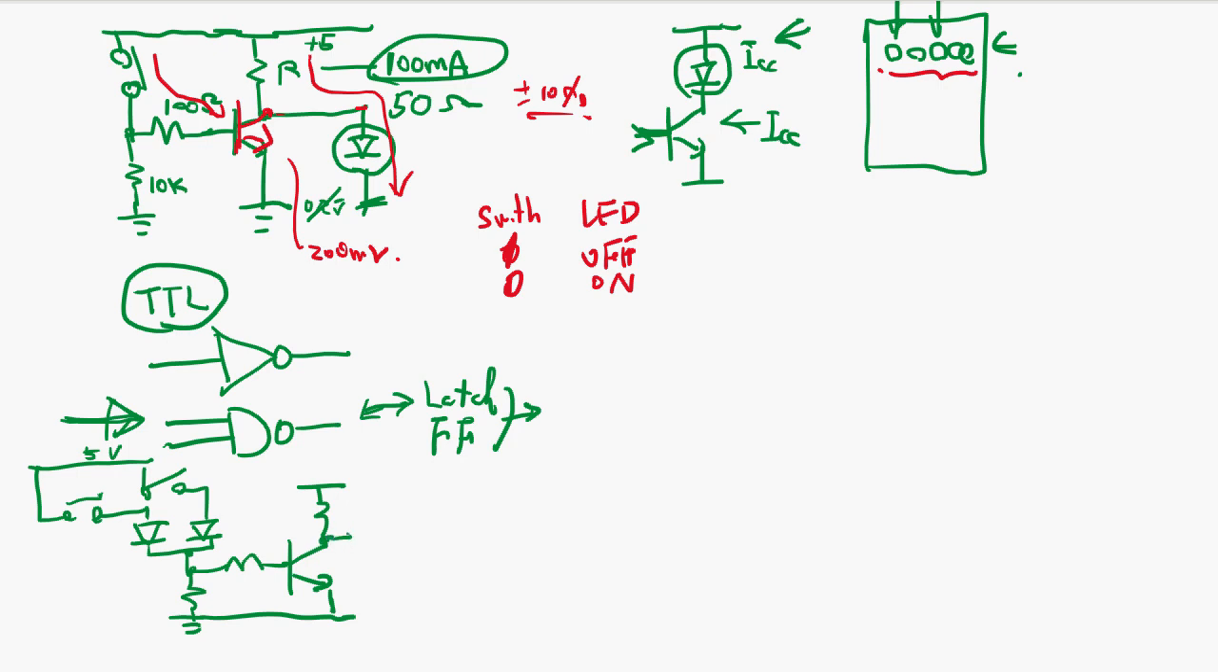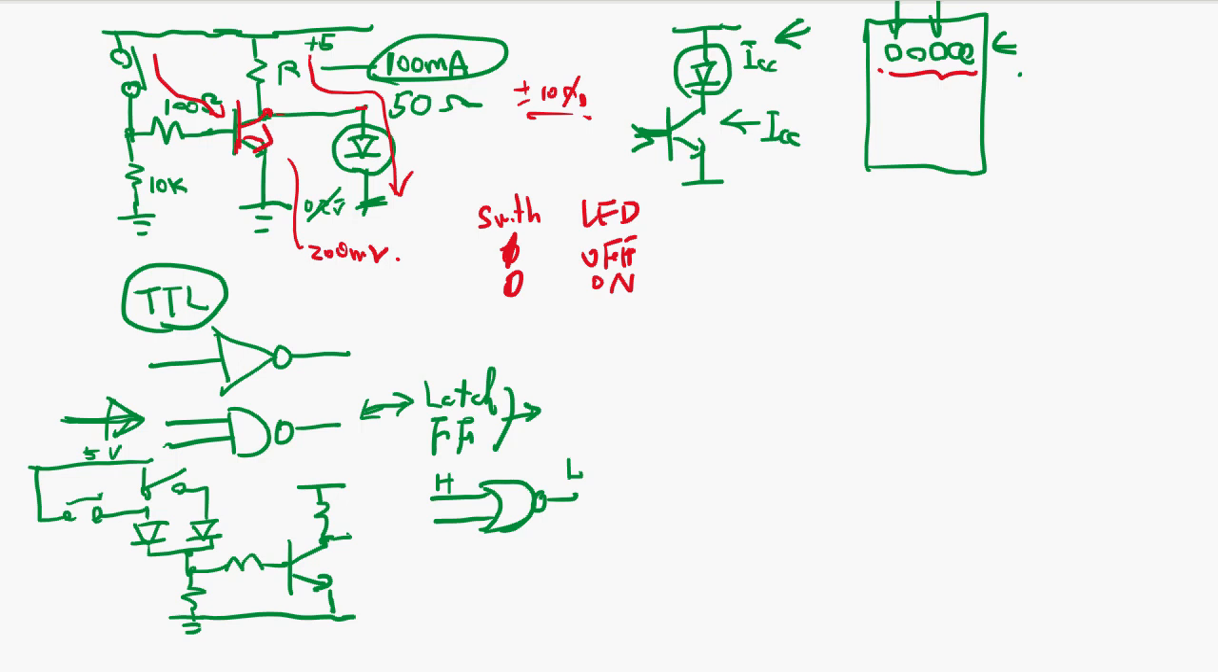Okay, so in this case, actually the logic is NOR, right? When one is high, then the output is guaranteed to be low. It's actually not an AND.